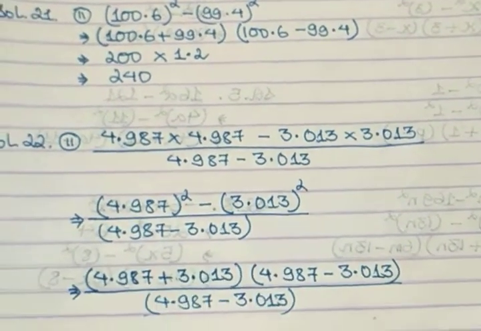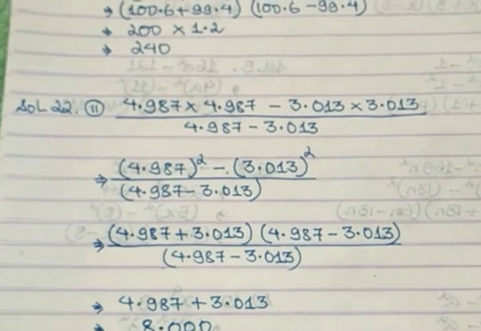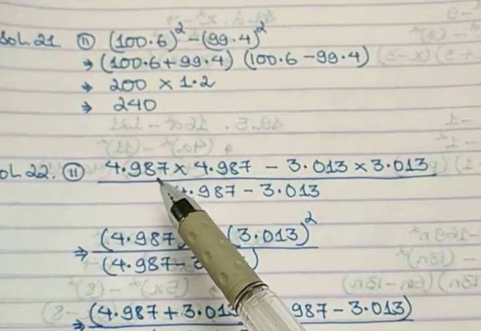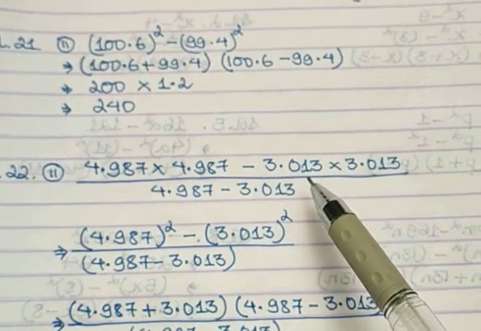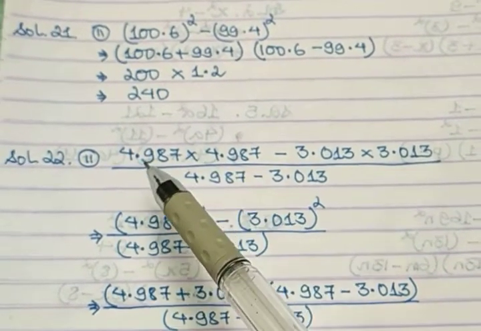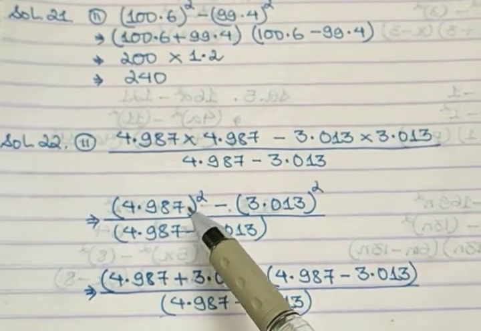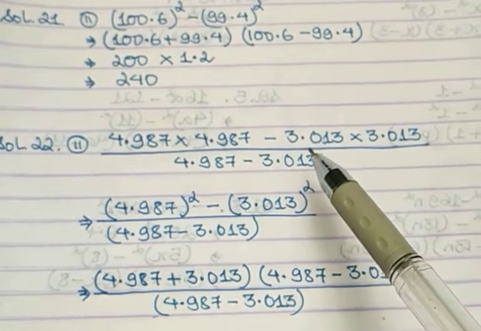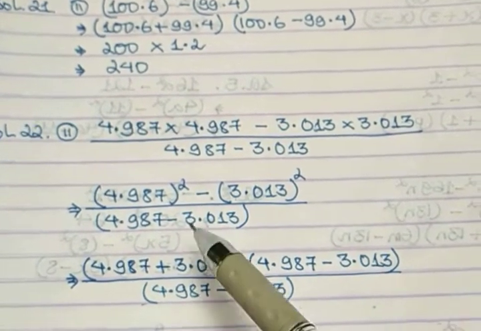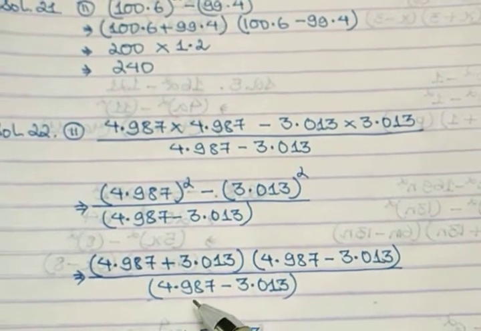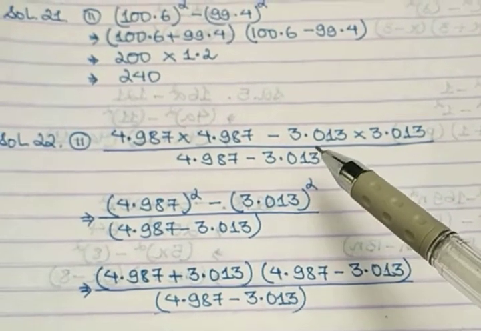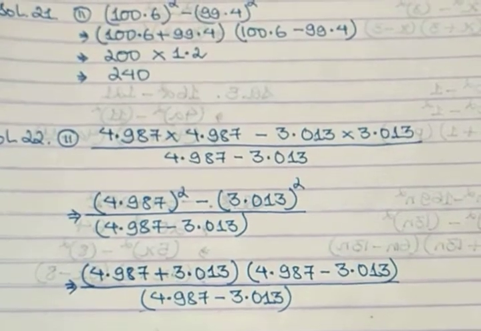Okay, then the last, the final sum for today we have here is question number 22. What we have is 4.987 into 4.987 minus 3.013 into 3.013, divided by 4.987 minus 3.013. Now see, 4.987 into 4.987, I can write as 4.987 whole square, isn't it? Minus 3.013 into 3.013, I can write as 3.013 whole square. The numerator I have got in the form of a square minus b square, and the denominator I already have 4.987 minus 3.013. See, in these sums there will be a relation among the terms.